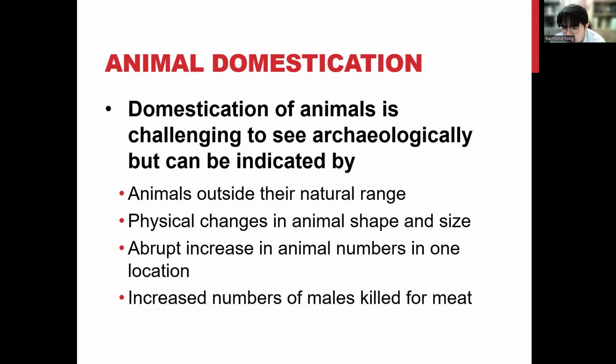The last one is really the hardest one to see because imagine trying to determine whether a chicken or a cow or something was a male through finding a femur bone. It's very difficult. So again, as an archaeologist, it is not easy to see whether an animal is domesticated or not, but these are the indicators if we were to see it.